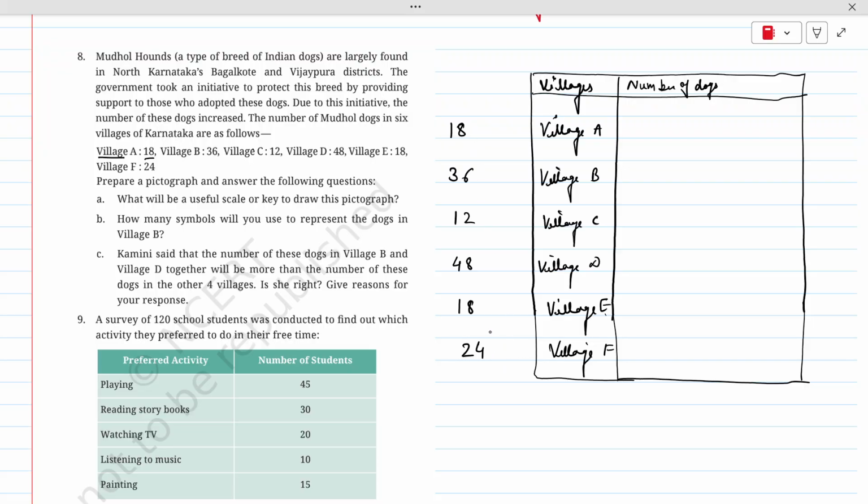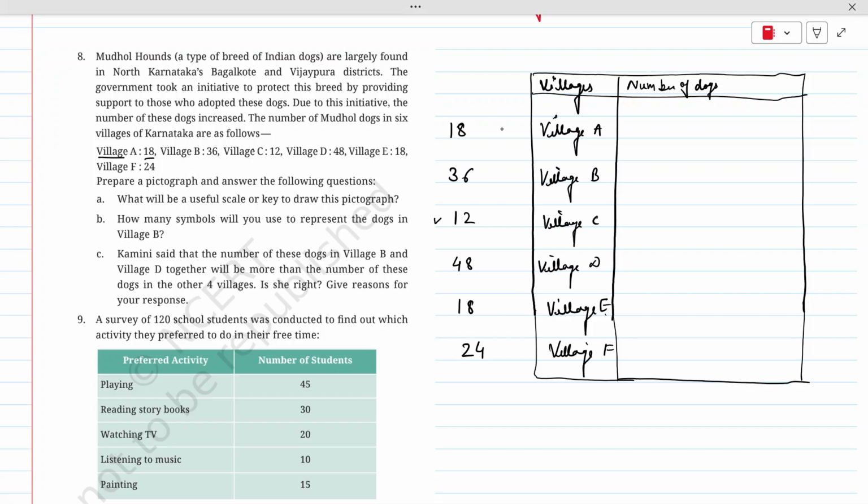Now we have to draw a pictograph in such a way that these numbers are covered. First of all, we have to identify the scale. Kids, if I choose the scale of 1, then it will be very difficult for us to make 18 pictures, 36 pictures and 48 pictures here. So we will have to work on some scale, and it will be good if these numbers are multiples of that scale. Let us see what is the least number given to us. The least number given to us is 12.